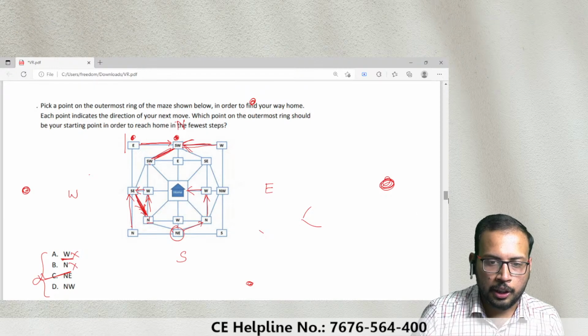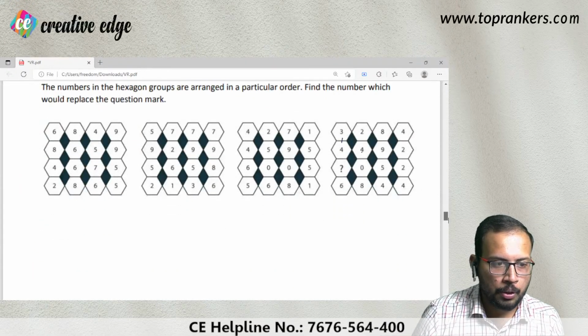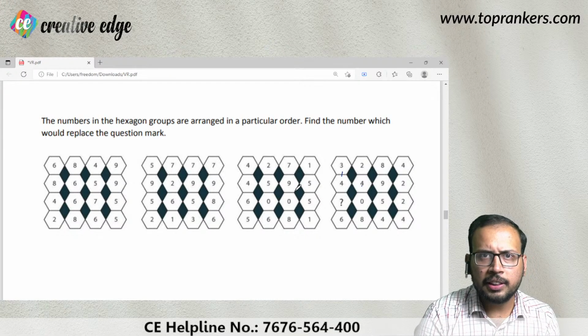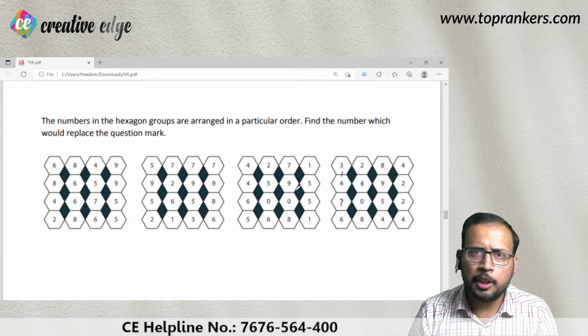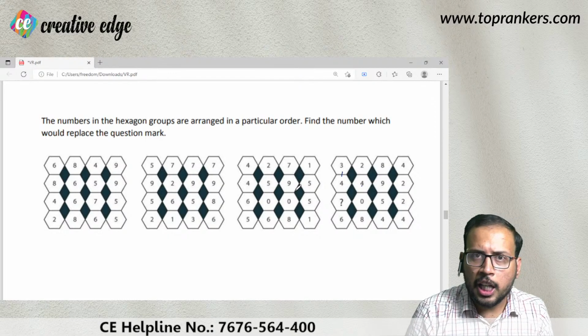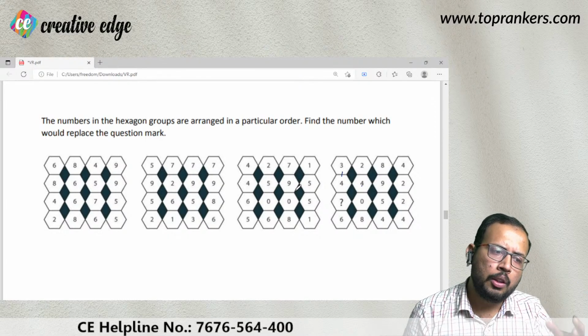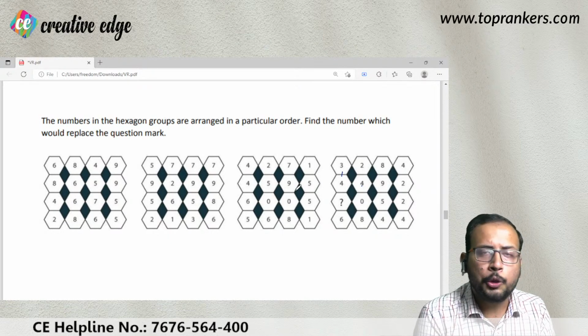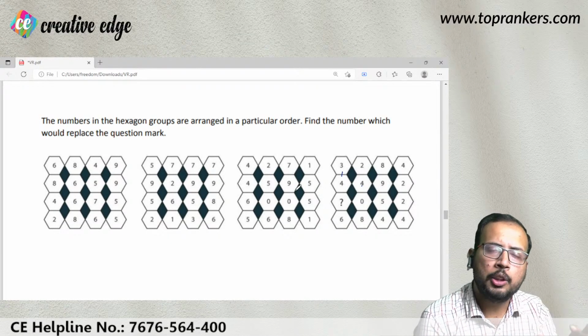Okay. Let us move on to the next question, children. Now this is a character puzzle question. This type of question is something where I always advise my students that if you are able to understand the logic behind this question in one go, you must attempt it. Otherwise, you should not waste a lot of time on this question.